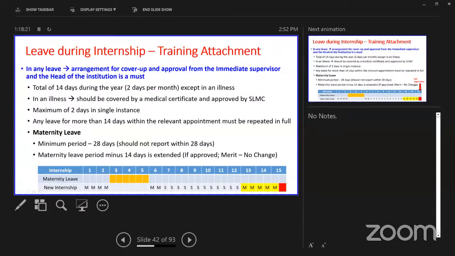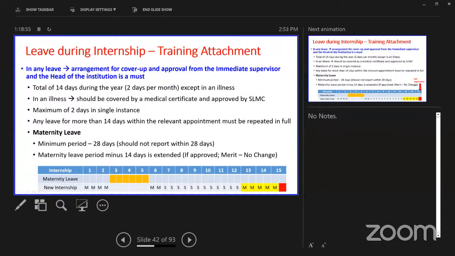Now, this will affect the Sri Lanka Medical Council registration date. You will be registered with the Sri Lanka Medical Council in the middle of the 15th month. This definitely will happen because your full registration of the internship is considered as the preliminary grade appointment date. The preliminary grade appointment date will be delayed.